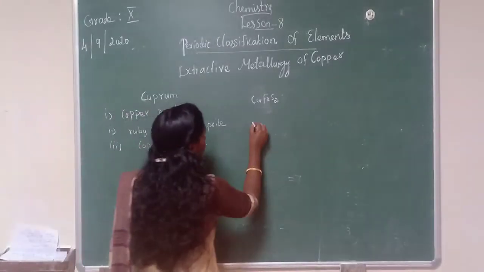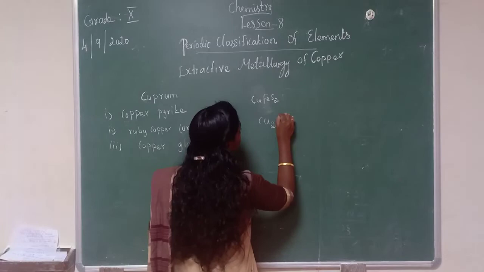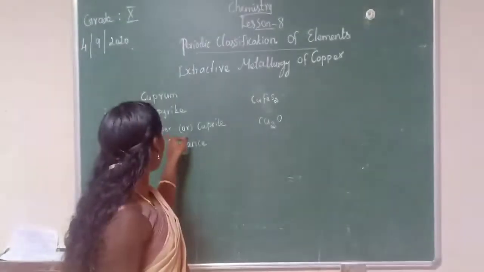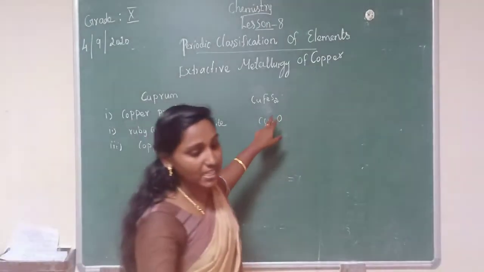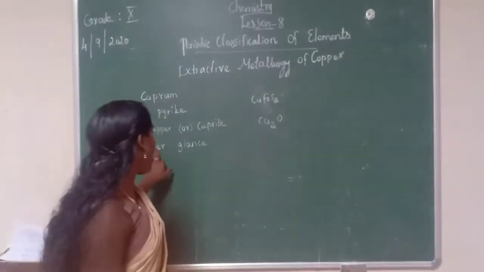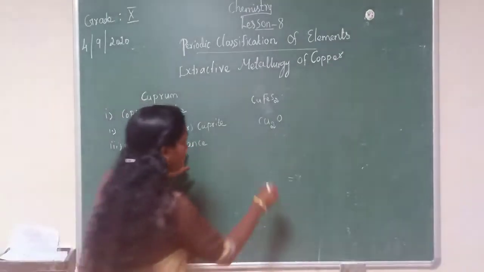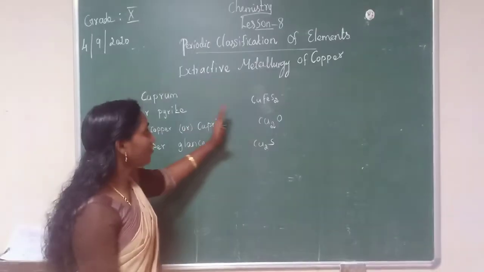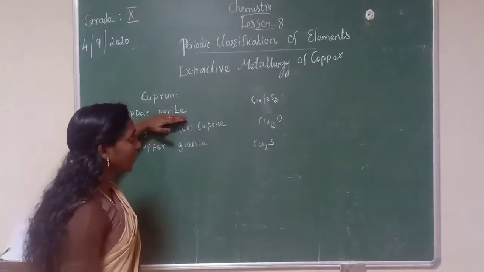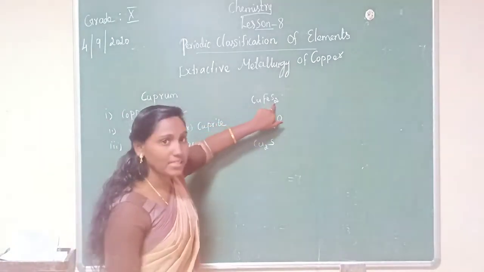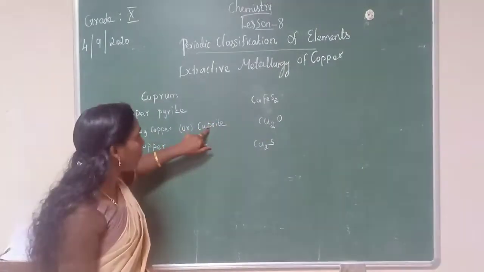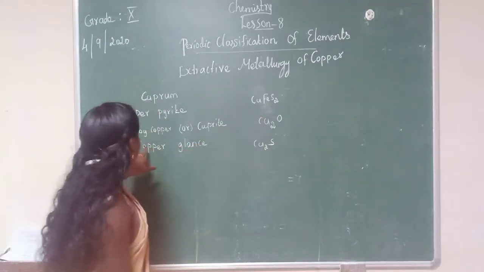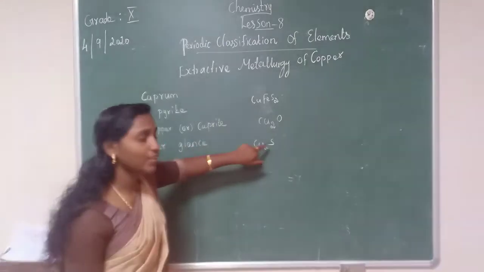The next, ruby copper or cuprite. This formula is Cu2O. Ruby copper or cuprite formula is Cu2O. The next, copper glance. Copper glance formula is Cu2S. Have you understood ores and their formulas? So copper pyrite contains copper, iron and sulfur. Then ruby copper or cuprite contains copper and oxygen. Then copper glance contains copper and sulfur.